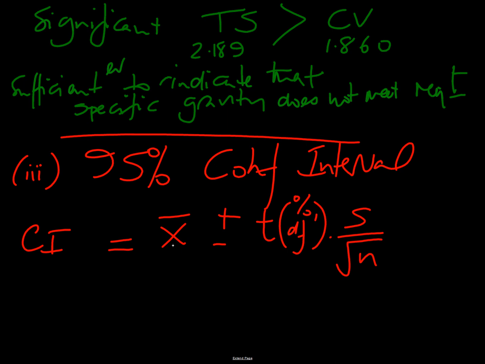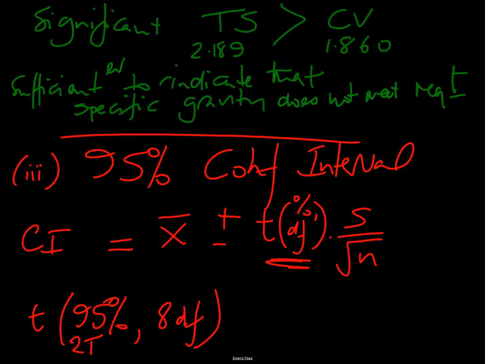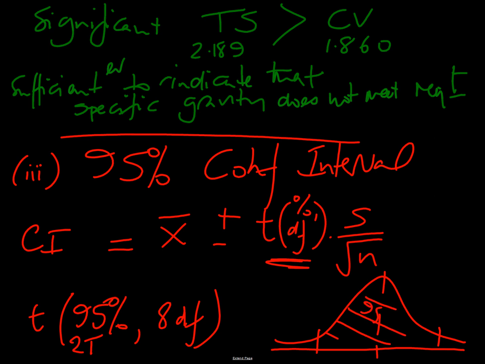Now we know what x bar is. We don't want to know what this is yet, do we? So what's our t value going to be? Well, we're on 95%, and that's on a 2 tail in effect, isn't it? And we've got, again, our 9 minus 1, we've got 8 degrees of freedom. So what we're doing here is creating a range, and this middle bit here is going to be 95%.